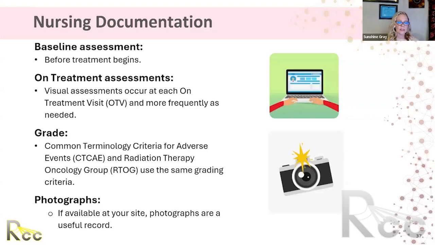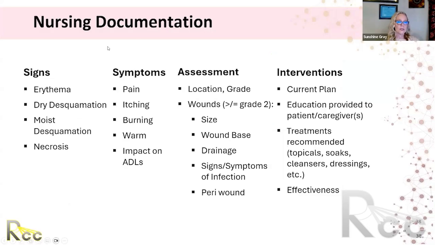Make sure we're using a grading scale that has criteria that's recognized universally so that anybody who's looking at the chart will know if this is grade 2 radiation dermatitis, this is what that means. And then, as I mentioned before, if you have the opportunity or access to photograph the skin, that can be really useful in monitoring the progression of radiation dermatitis in a patient. So we want to document the signs that we are noticing. So the objective assessment, erythema, dry desquamation, etc.